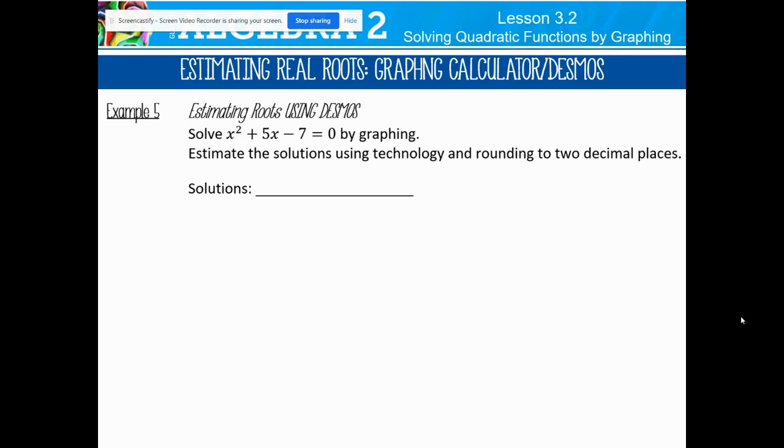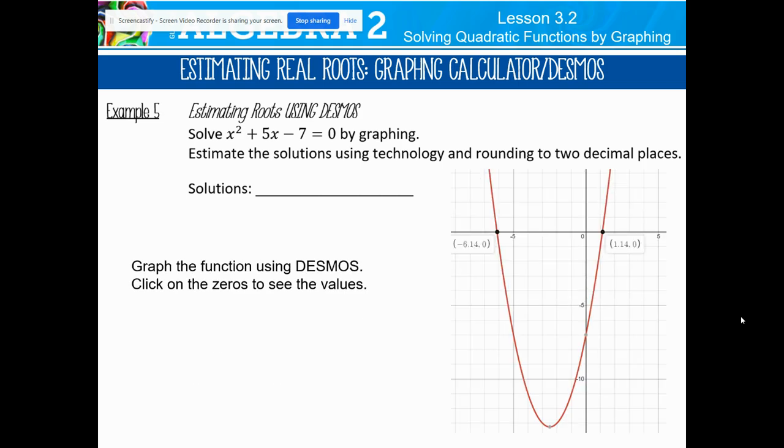Estimating roots using Desmos. This makes it so easy. So go to Desmos and put that function in. Just put in x squared plus 5x minus 7. And we're going to graph and see where the 0 is.